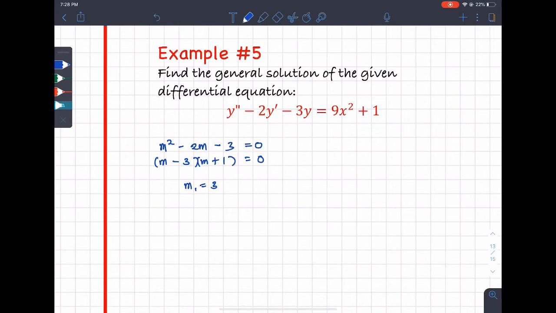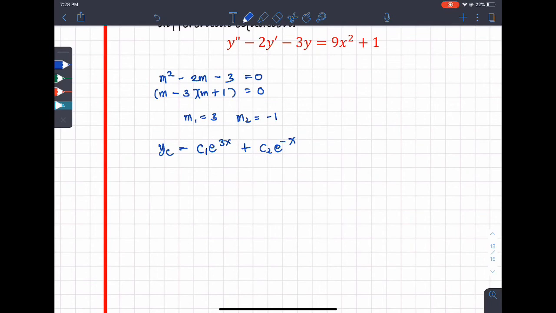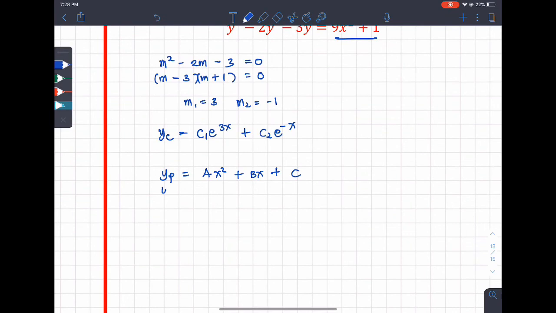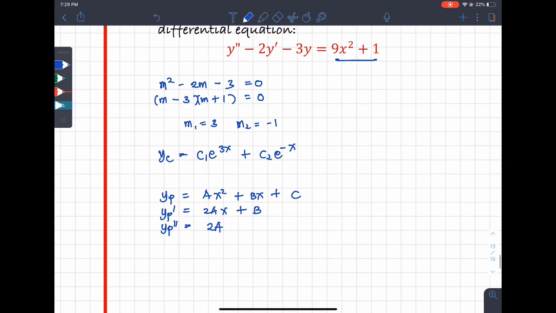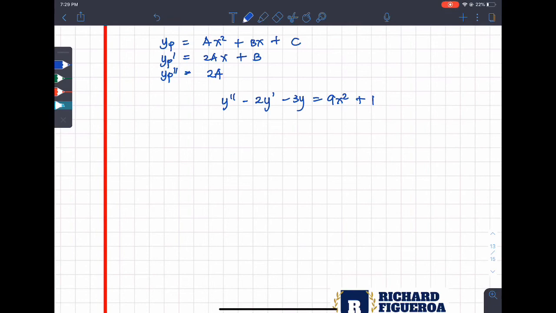So our complementary solution then would be c1 e raised to 3x plus c2 e raised to negative x. And then our g of x is 9x squared plus 1. Therefore, our trial solution will involve ax squared plus bx plus c. So yp prime would be 2ax plus b, and our yp double prime would just be 2a. So we have y double prime minus 2y prime minus 3y equals 9x squared plus 1. We are to find the values of a, b, and c.